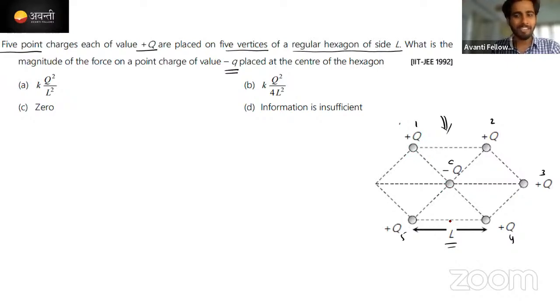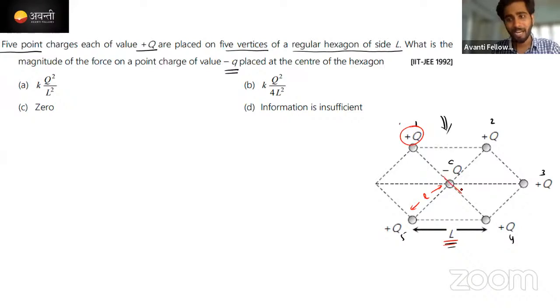In a hexagon, the distance from each corner to the center will also be L only. The length is the same. This is the first charge, which applies a force on the charge minus Q at the center. In which direction will it be applied, towards the charge or away from the charge?